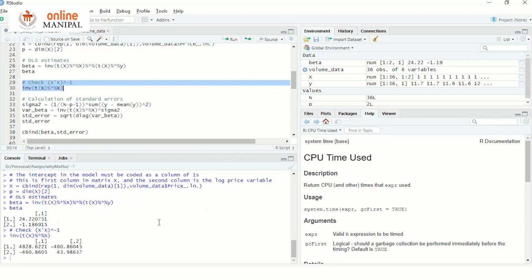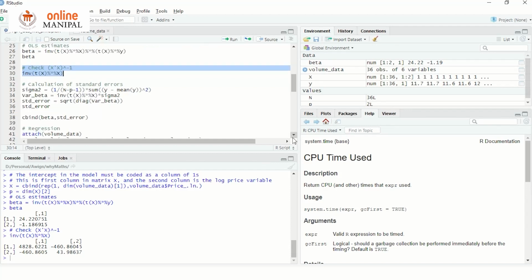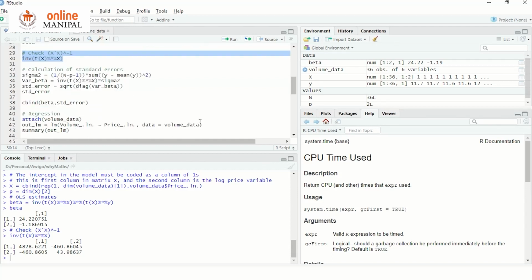So X prime X inverse is a matrix that you see here. And let us take a look at that. This particular X prime X inverse is actually a non-zero matrix, right? So it is actually an invertible matrix. And we are therefore able to estimate the regression model beta coefficients.